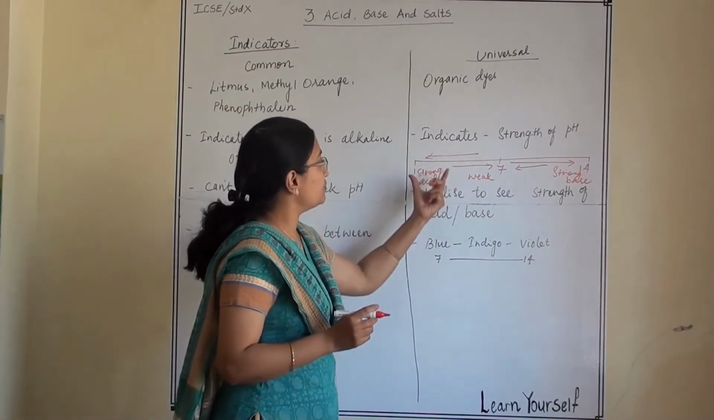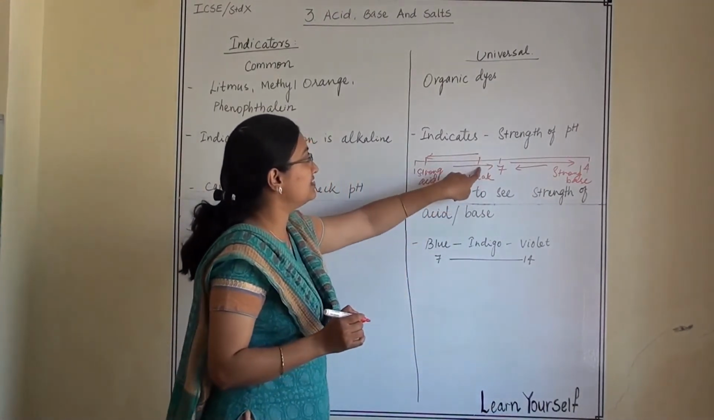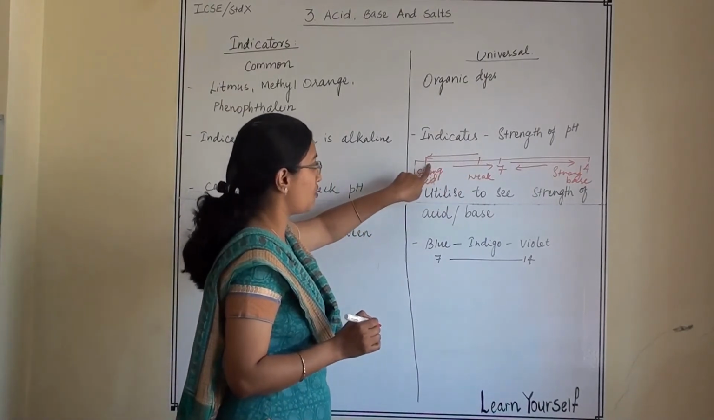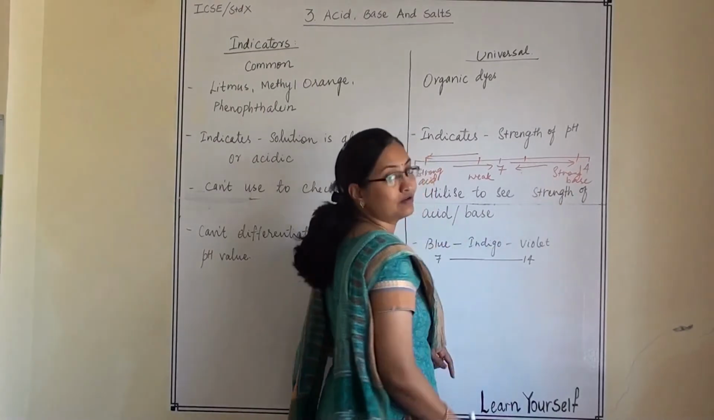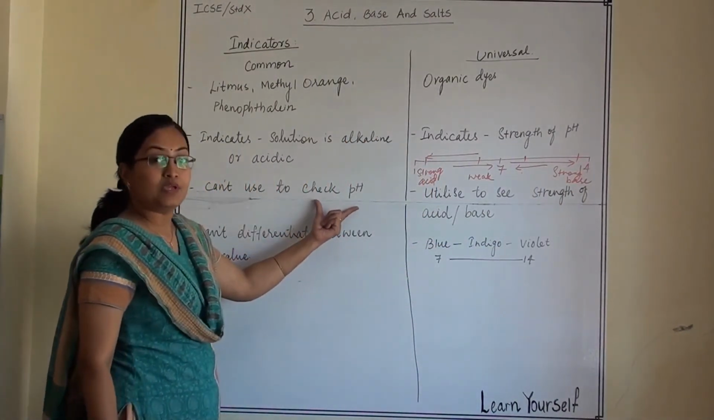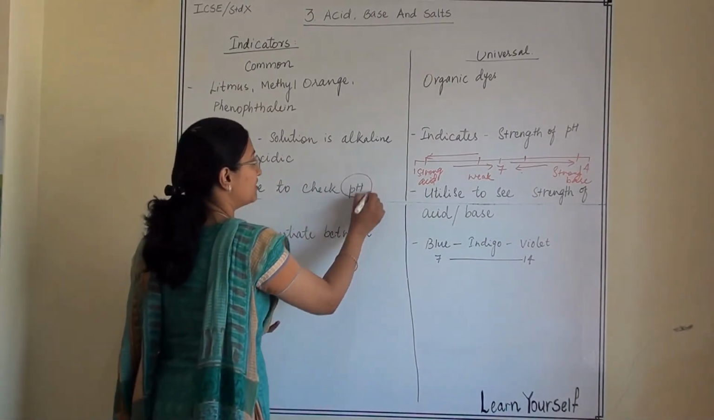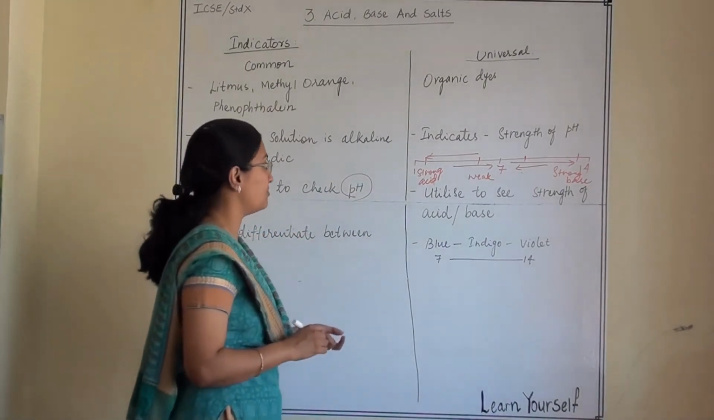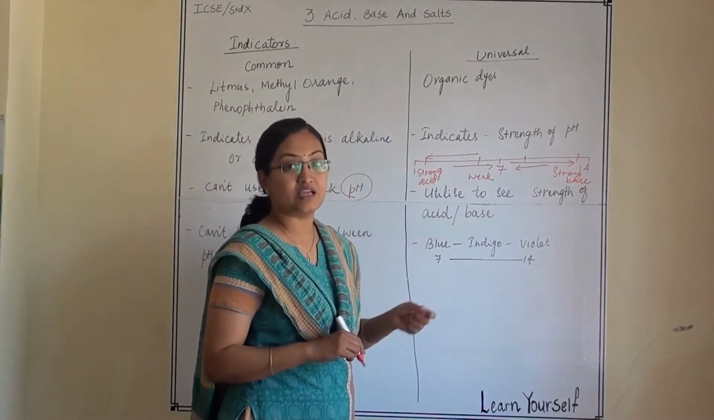So once it shows whether it is here or here, you can say that this is a weak acid, this is a strong acid. Here you can say it is a weak base, it is a strong base. So we can't use it to check pH. This is a limitation of common indicators. We cannot check pH through these common indicators, or use them to see the strength of acid and base.